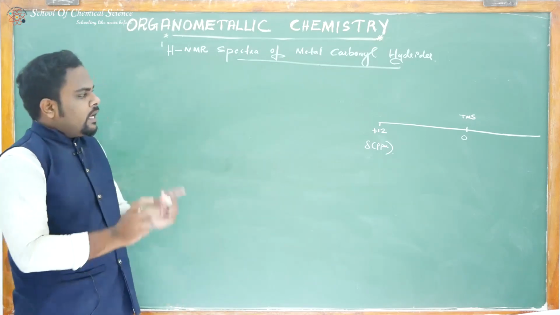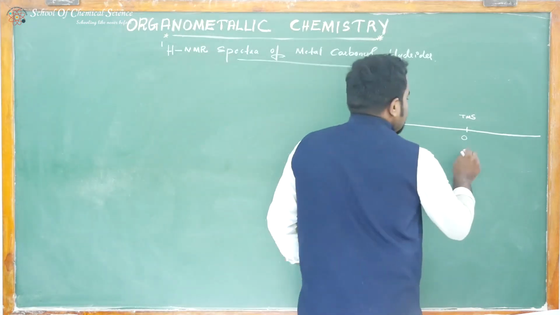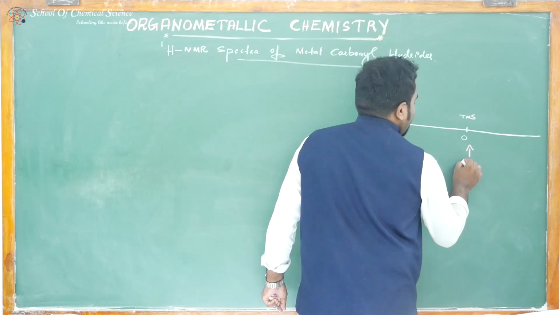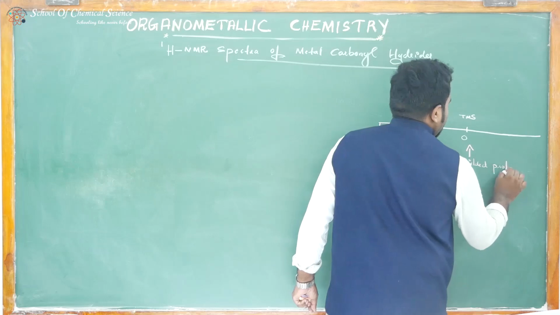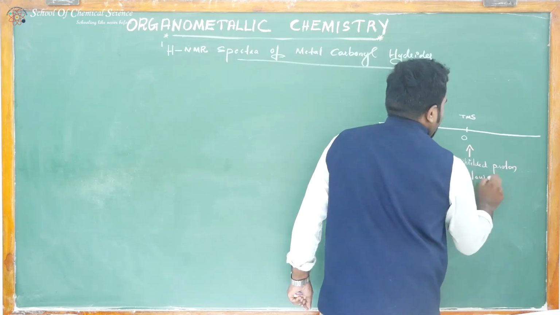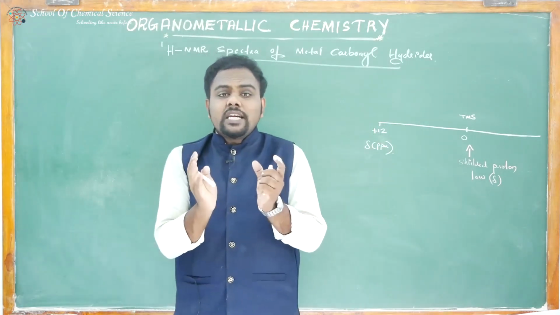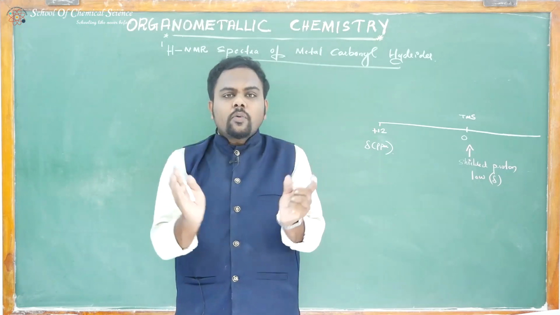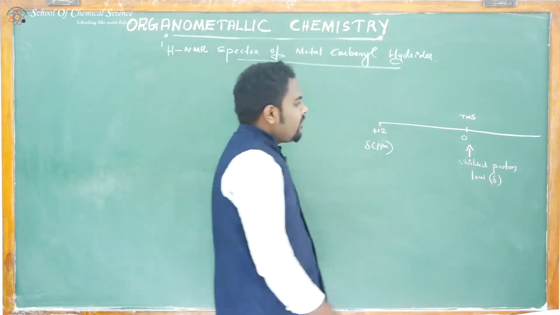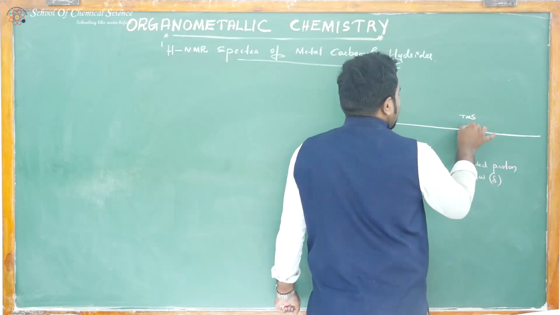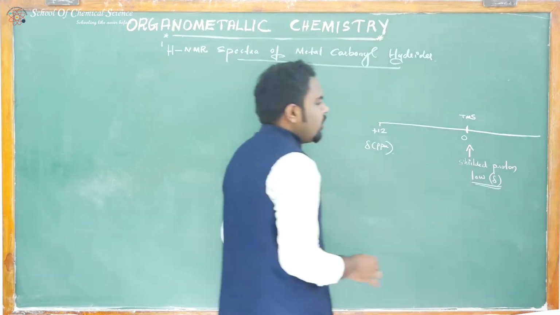Normally, a highly shielded proton lies in this region, the low delta region. A highly shielded proton has a low delta value. Shielded means high electron density surrounds that proton, so it is very shielded. A shielded proton has a very low delta value, in the range of 0 and negative values.